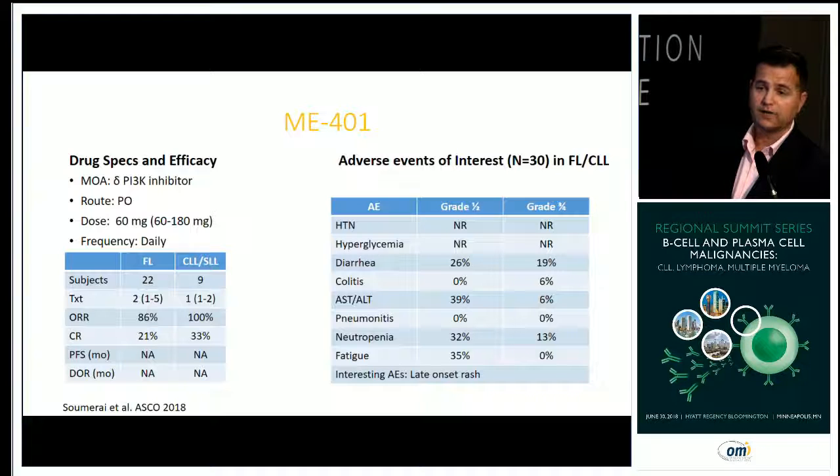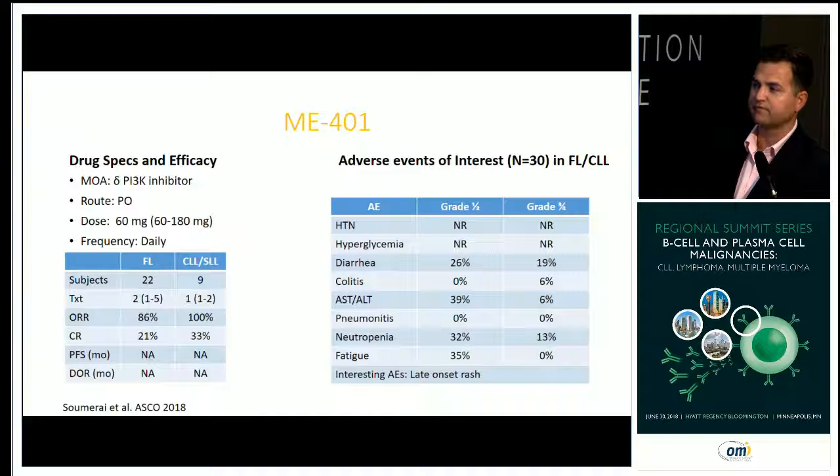ME401 is arguably the new kid on the block. I know that there are other PI3 kinase inhibitors, but I wanted to point this one out specifically because I think the activity is very interesting, and they're going to have the ability to use the experience of other PI3 kinase delta inhibitors to help develop their drug. And so it's a delta-specific PI3 kinase inhibitor. It is oral. Right now, they tested ranges from 60 to 180 milligrams given daily. But because of the activity at a lower dose, the 60 milligram dose is, I believe, what is going to move forward in further testing.